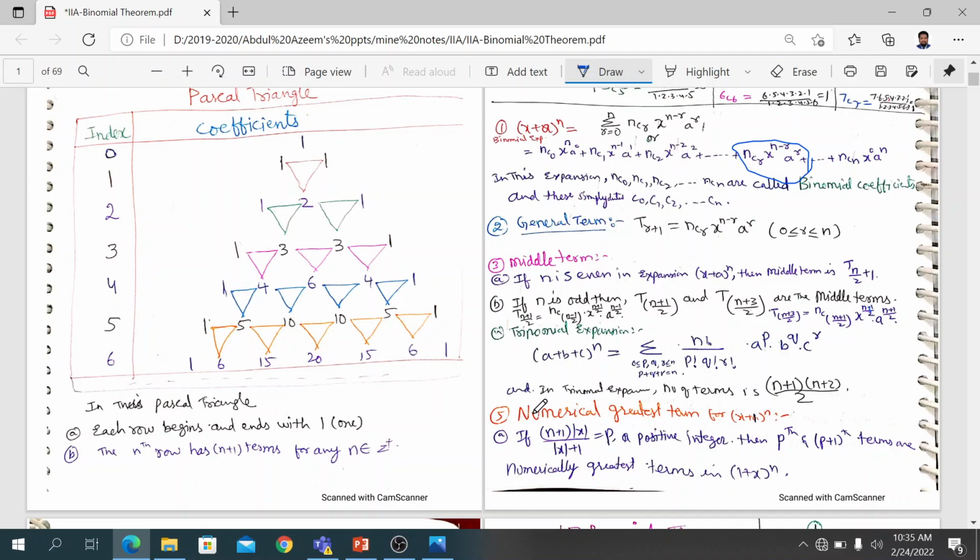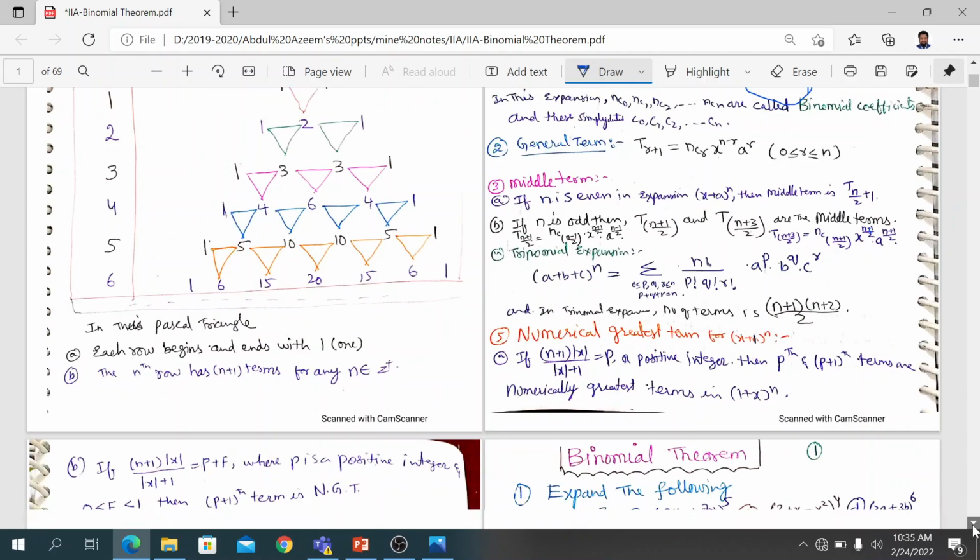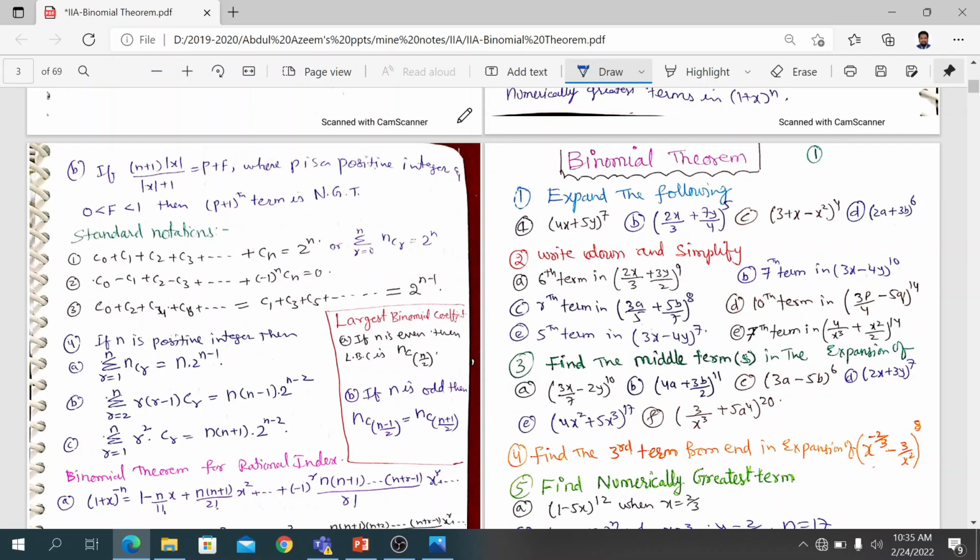Next topic, numerical greatest term for x plus 1 power of n, not a, n 1. This is in short known as NGT. So what is NGT? If n plus 1 of mod x by mod x plus 1 is equal to p, a positive integer, then the pth and p plus 1th terms are the numerical greatest terms in 1 plus x power of n. This is known as NGT.